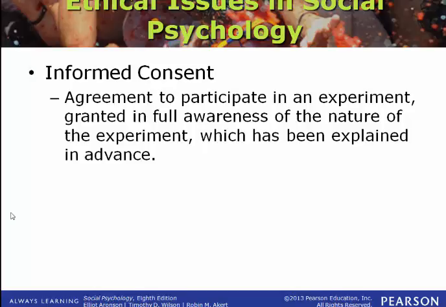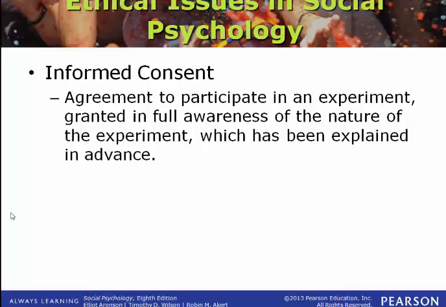Well, we're going to first of all get informed consent. Agreement to participate in an experiment, granted in full awareness of the nature of the experiment, which has been explained in advance. So when a participant gives their informed consent, they're saying, I know what we're going to do, I know why we're going to do it, I know all the possible benefits to myself and to society for my participation, I also know all the possible costs or problems that could come up, and I know that I can leave a study at any time, that my participation is voluntary, right?